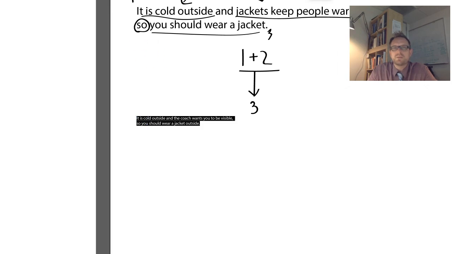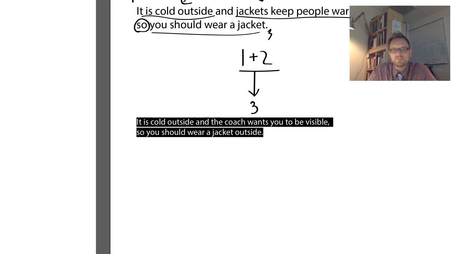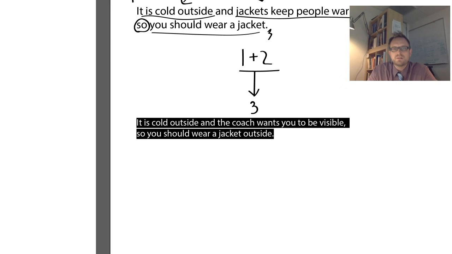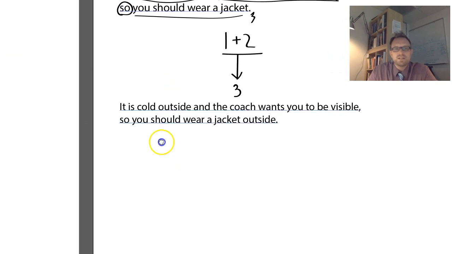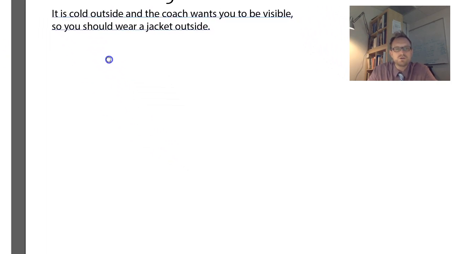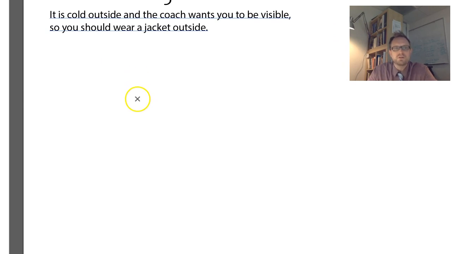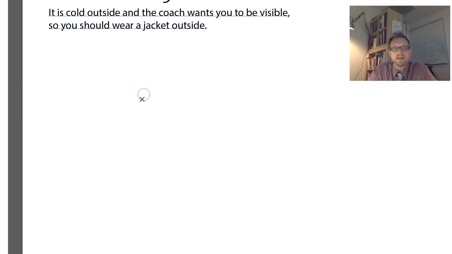And make this a little bit bigger. Okay, so let's imagine someone tells you this. It's cold outside, and the coach wants you to be visible, so you should wear a jacket outside. Now, I'm imagining maybe someone is going outside to play a game or to represent their team or something like this. Well, how would we diagram this one?